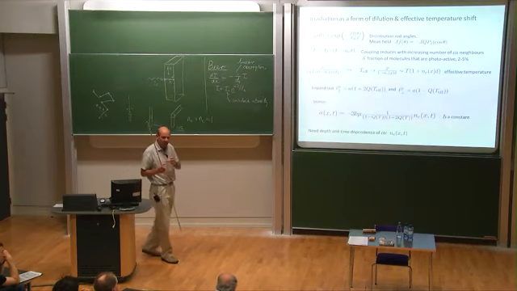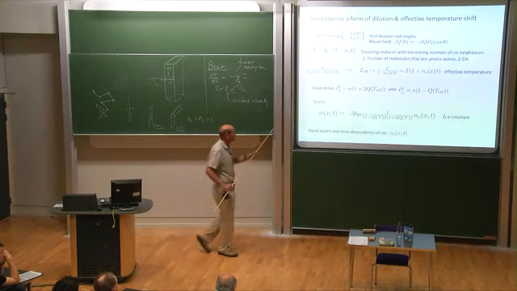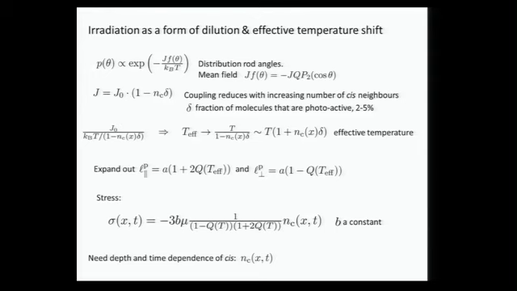So now I've solved that problem of how the stress depends on the change of the order parameter, but now I have to work out how the change of the cis concentration, the bent dyes, is determined as a function of depth and time as a result of illumination.